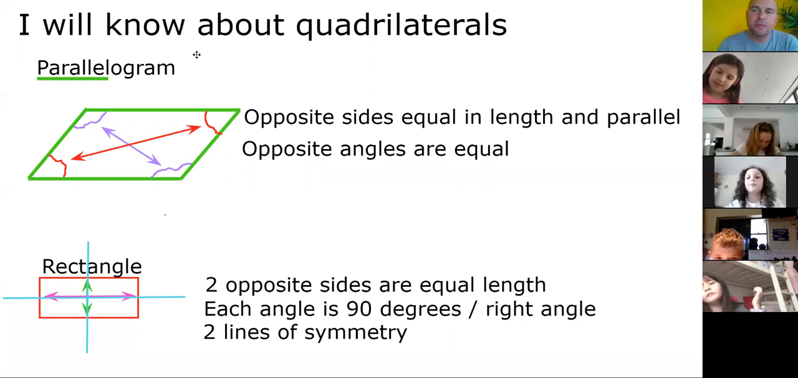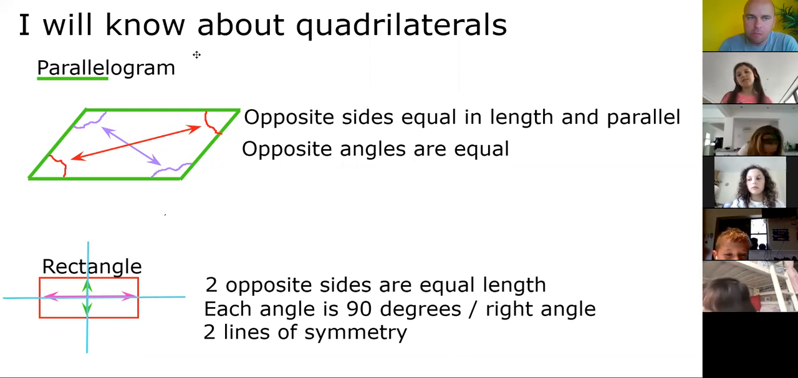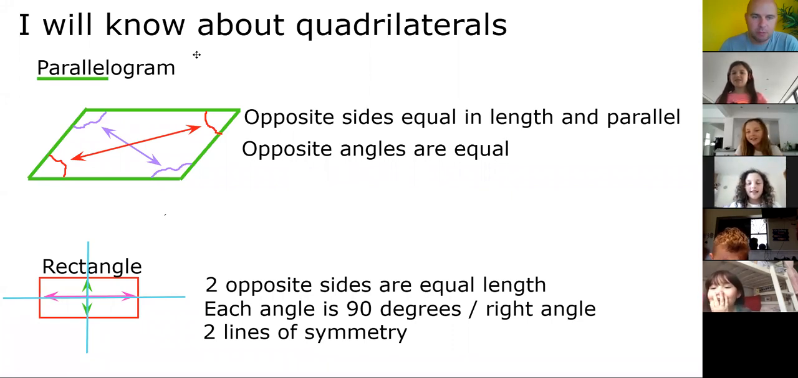How many lines of symmetry do you think this parallelogram is going to have then? Don't forget, you're betting 50 cents with your grandma. 2. You've lost. None. You've lost. 1. You've lost. 3. You've lost. 4. Lost. I'll give you a clue. It's less than 1. 0. Oh, yeah. That's what I said.